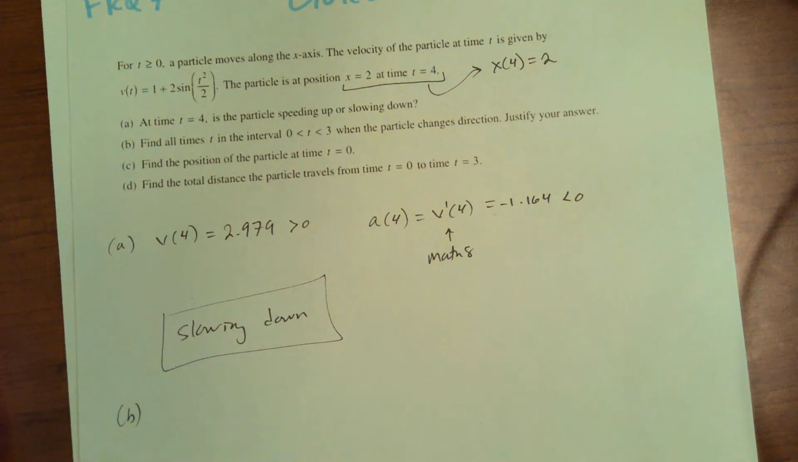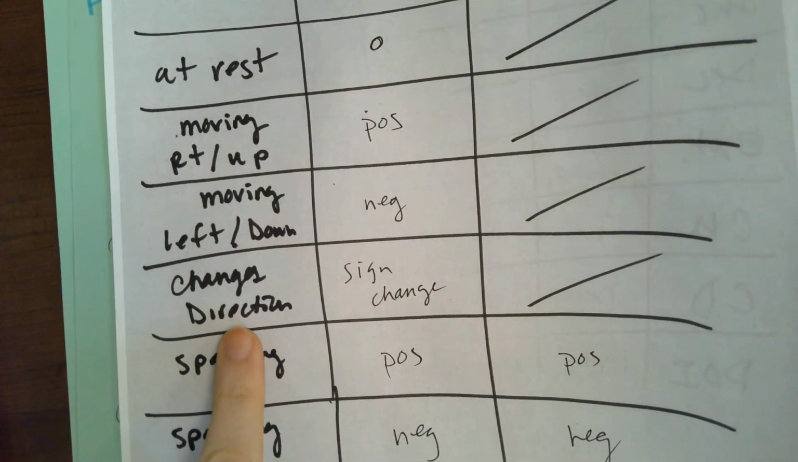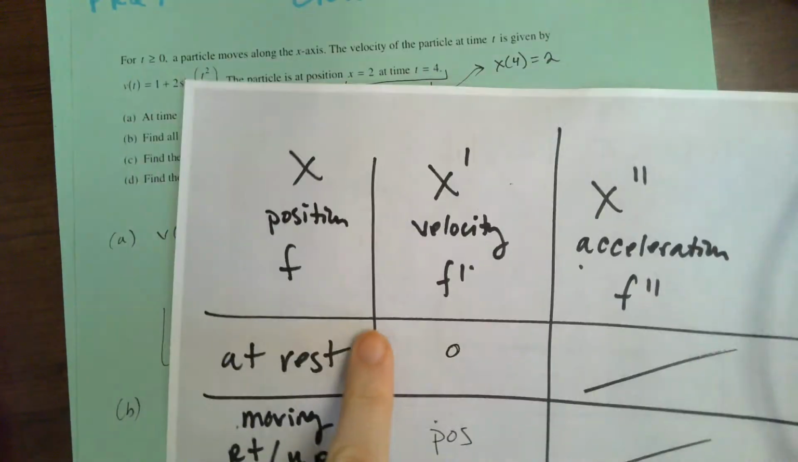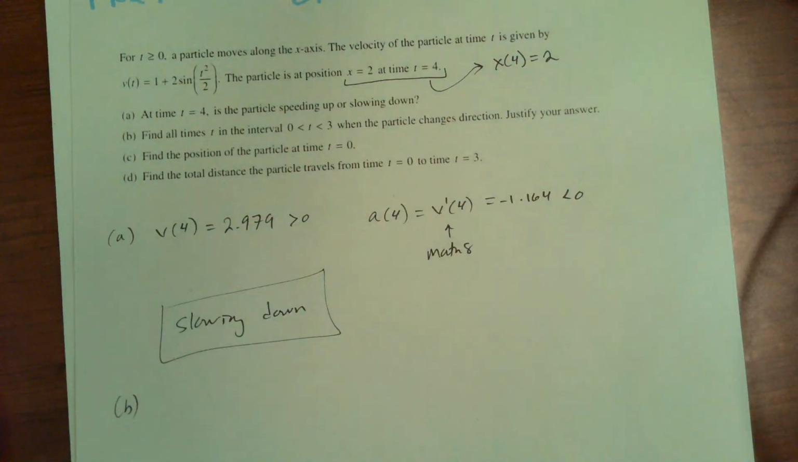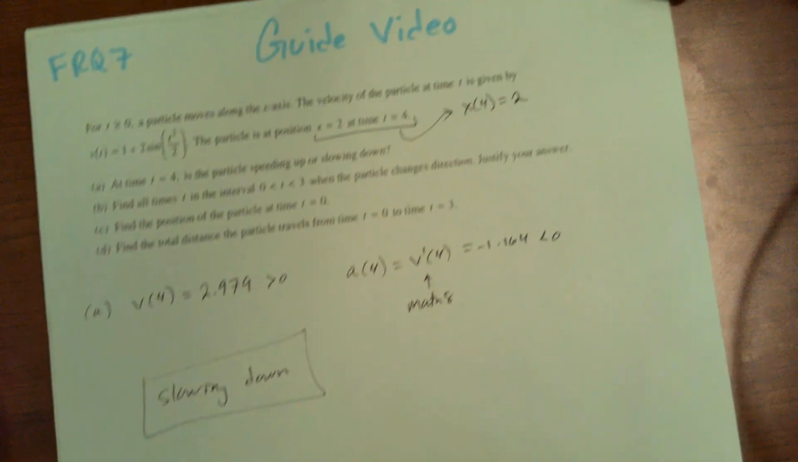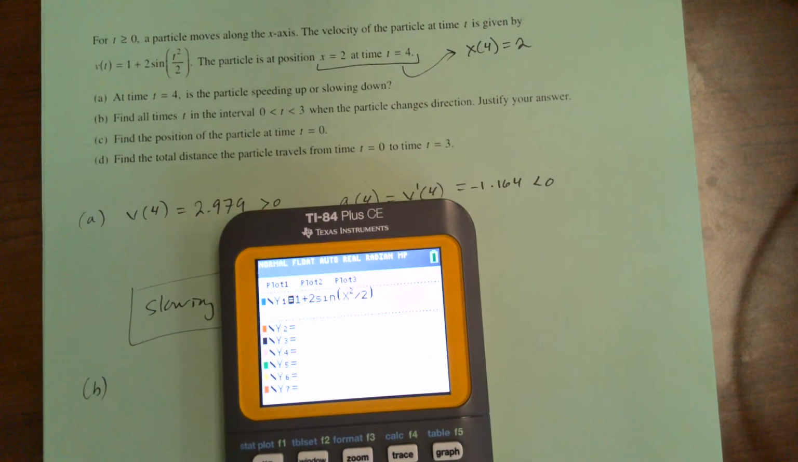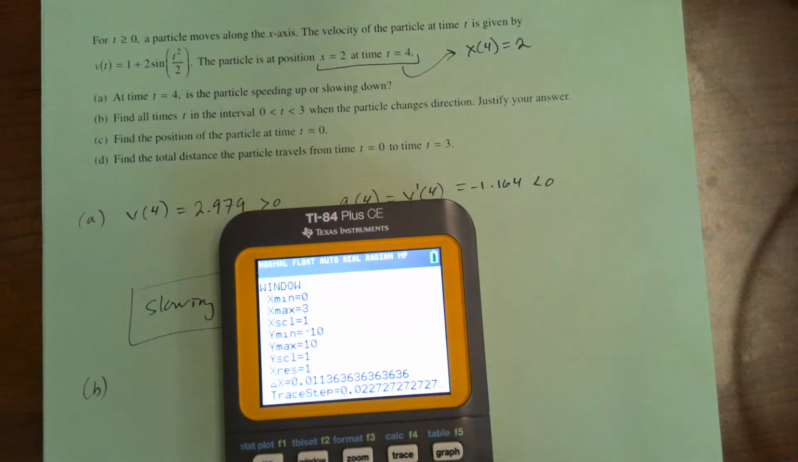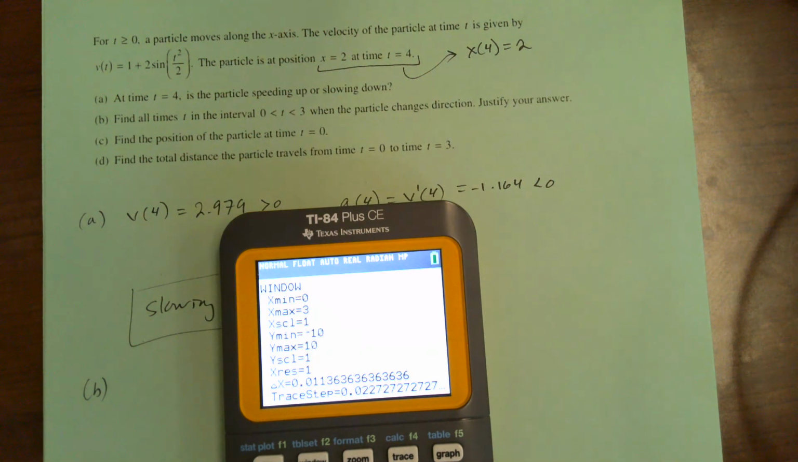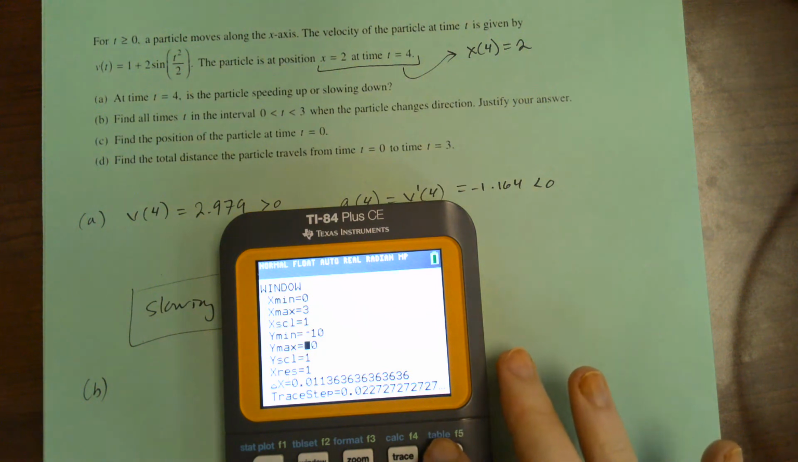Now part B. Find all times t in the interval 0 to 3 when the particle changes direction. The particle changes direction if you observe a sign change on the velocity. And we know the velocity, so you're going to go to y equals and type in the velocity. I actually already did. Then you can go to your window. They want from 0 to 3. So I have 0 as my x min and 3 as my x max. For the y min and y max, I just did negative 10 and 10. And then you graph it.